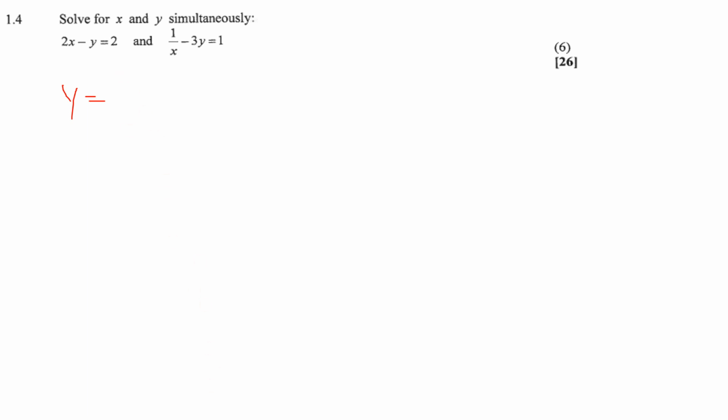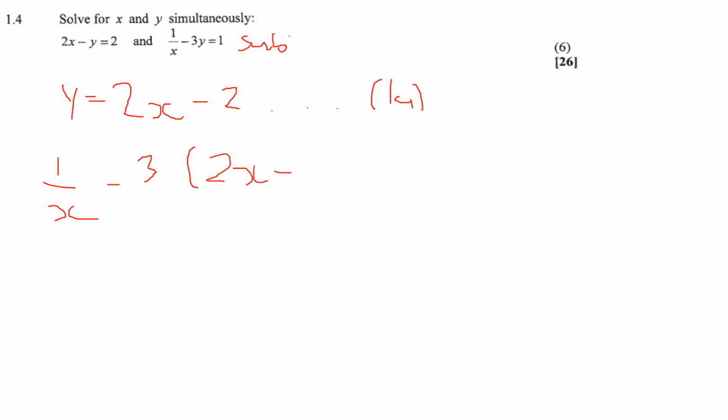Therefore we will have 2x minus 2. It will be our equation 1a, if that was our equation a. Then we take this equation and substitute it into the other equation, where we see y. So we're going to have 1 over x minus 3 into where we see y, we put 2x minus 2, equals 1.